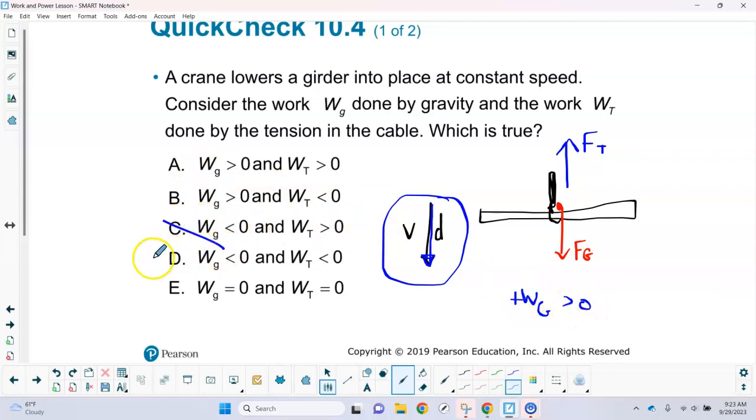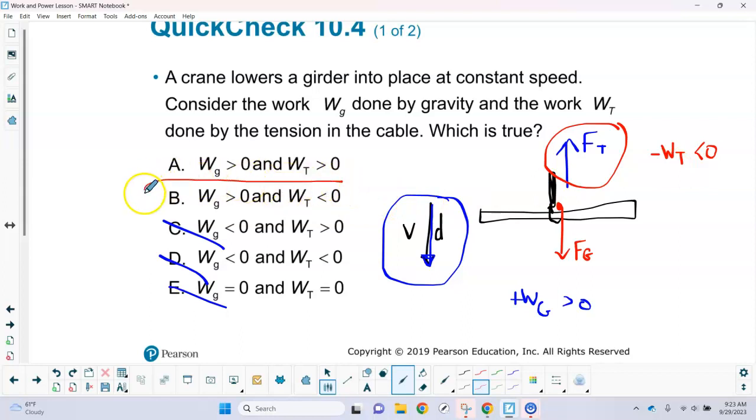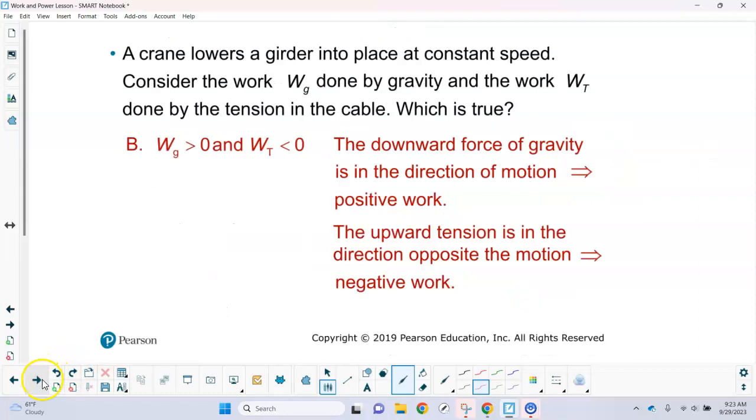So C and D and E aren't going to do anything. And then for the tension, it is pulling up and the object's moving down, so they are at 180 degrees. They disagree, so you're going to do negative work. The tension is slowing it down. That would be less than 0 in mathematical terms. So B here is the correct answer.